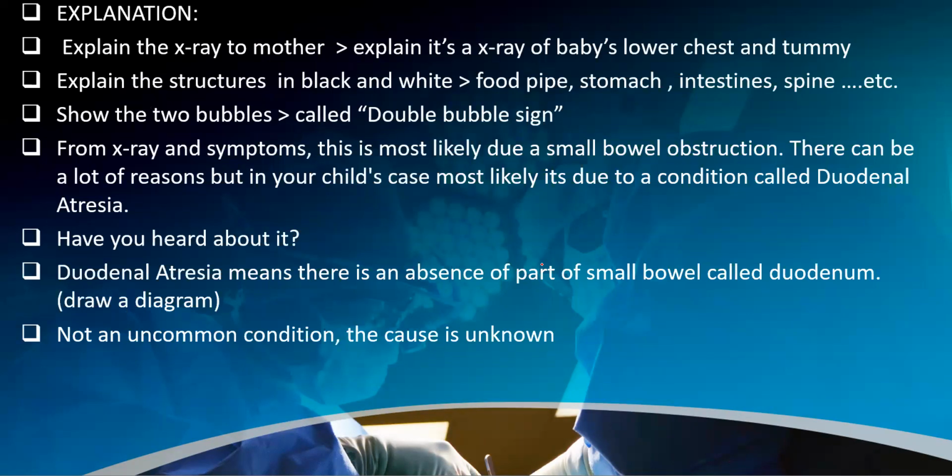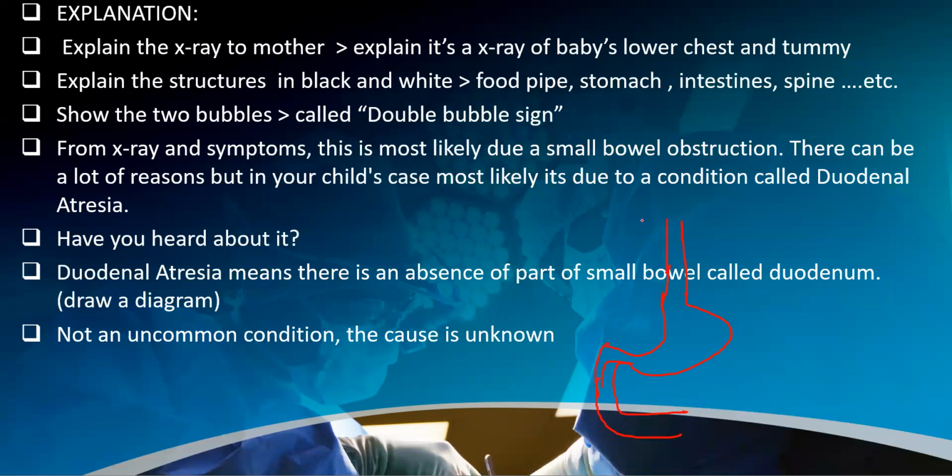Yes, doctor, but I can't understand what is duodenal atresia. Well, don't worry, Janil. Let me draw a picture for your better understanding. So you draw like this. Right? So you can say that duodenal atresia means there is an absence of part of the small bowel known as duodenum.